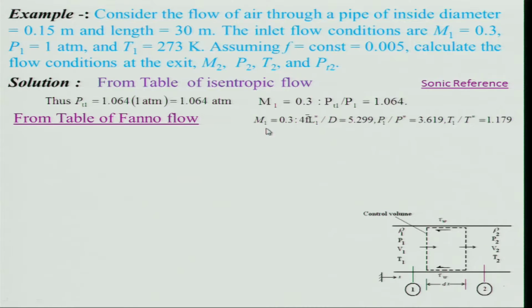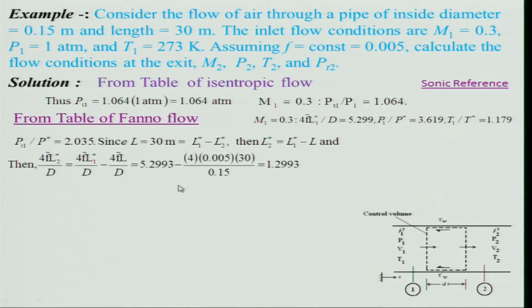So, from knowing M1 from the table of Fano flow, I can get 4F L1 star by D, 5.299, and P1 by P star. I will get these values directly from the table. And then also Pt by Pt star, and since L is 30 mm, I can get basically L1 star. I already got this because I know D, I know F. So, L2 star I will find out, right.